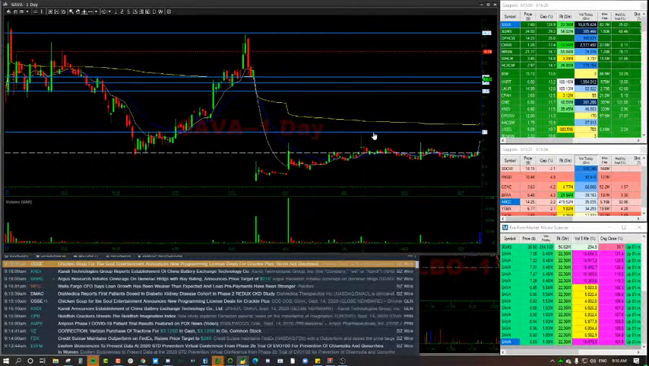So this multiplied by the true float. You don't know what the true float is. The float that you see here is not the actual, real float, right? For the true float, you have to subtract the insiders, the internals, and there's a whole other process. But I'll make a video on that one.